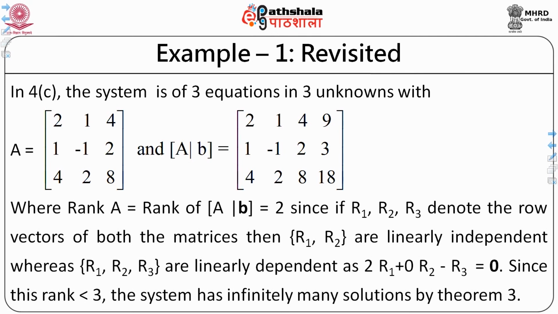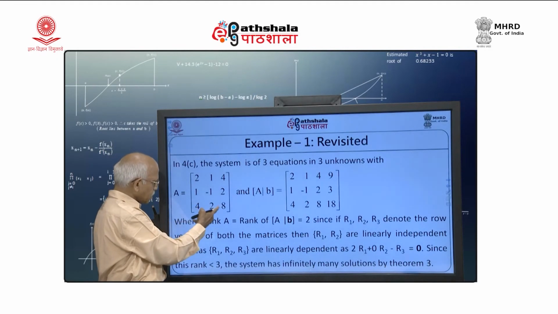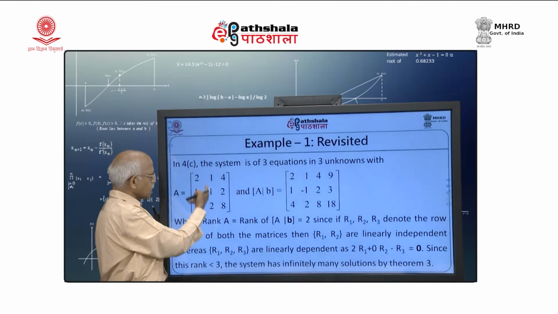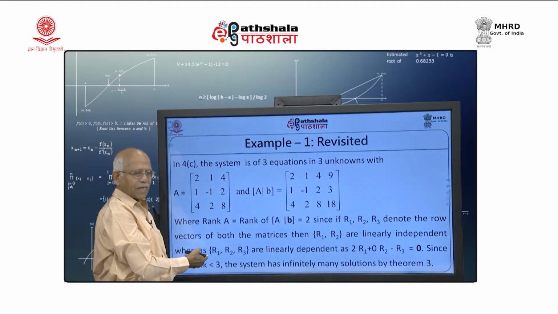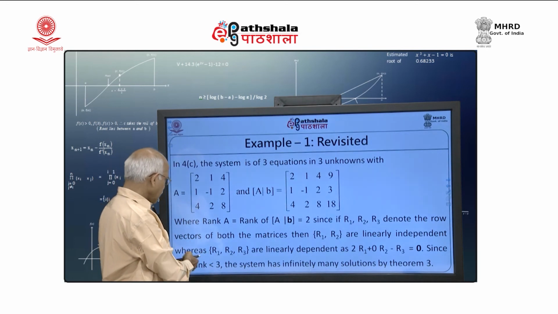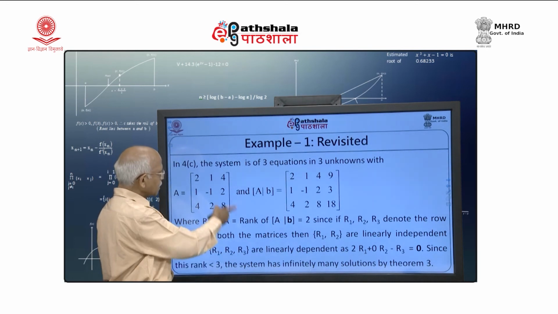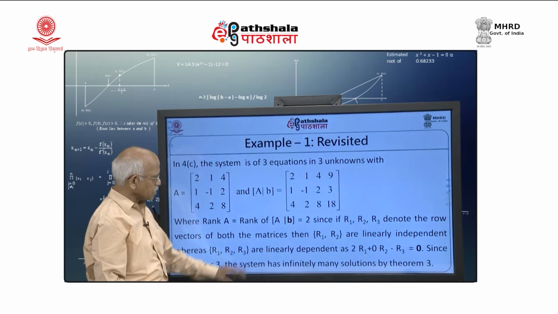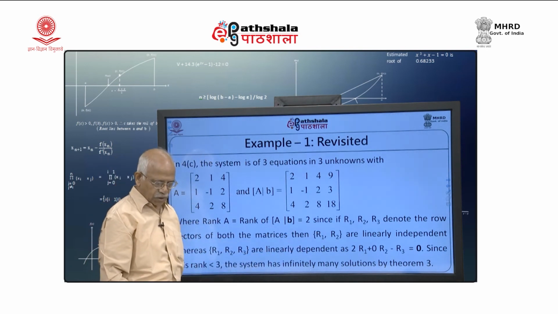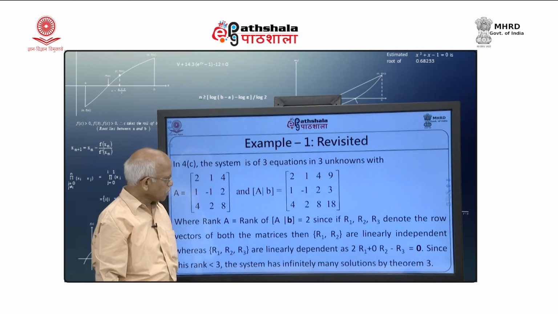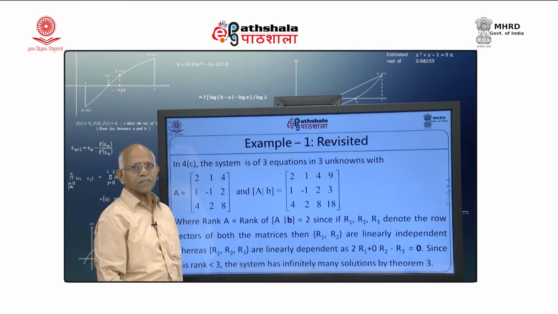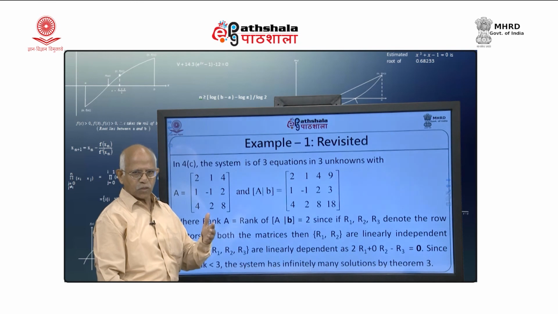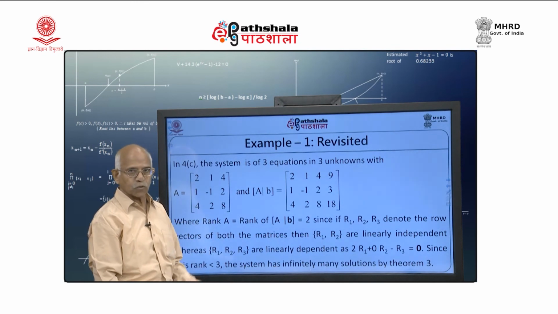You can see that this is 2 1 4, this is double. So, therefore, these two rows are linearly dependent, and therefore, rank is 2, which is less than 3, and therefore, this system has infinitely many solutions, as we have already seen earlier. So, these theorems will be helpful to us for determining whether the system has unique solution or infinitely many solutions or no solution at all.